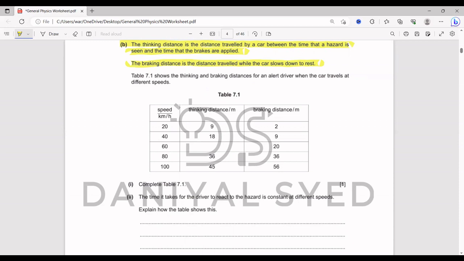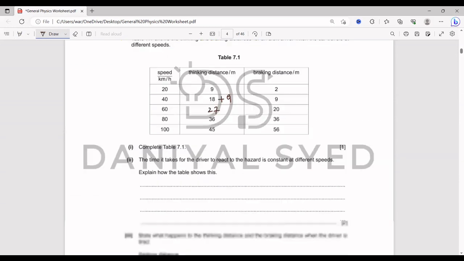So when you add up 9, the value becomes 18. So you will get the value for 60 kilometer per hour, 27, because there is a difference of 9 meter.